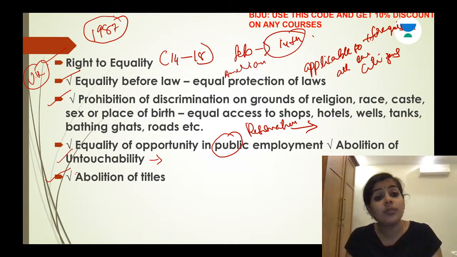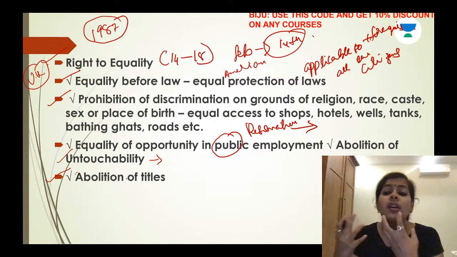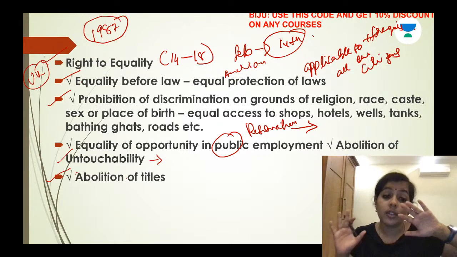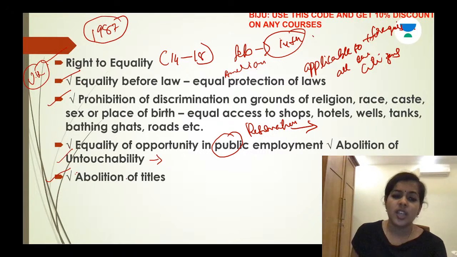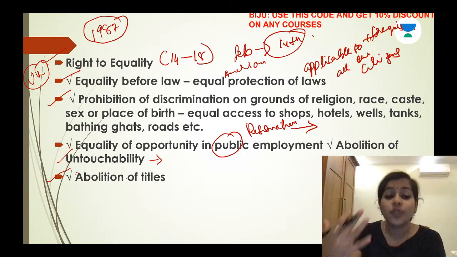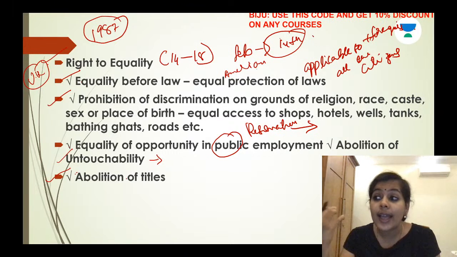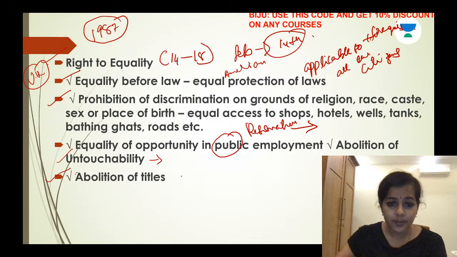Untouchable is a beautiful work by Mulk Raj Anand, where he is describing the downtrodden part of the societies. You are not allowed. So Mahatma Gandhi worked for the welfare of the Harijans or the untouchables, or else the manual scavengers. Abolition of titles.